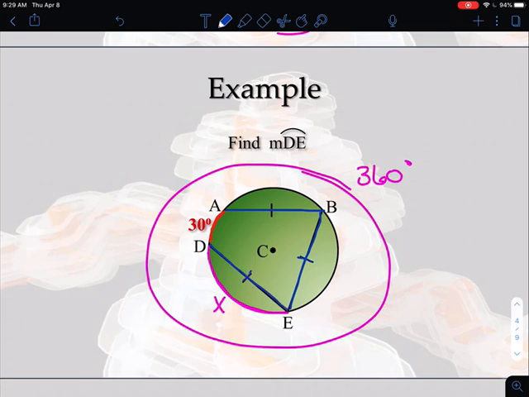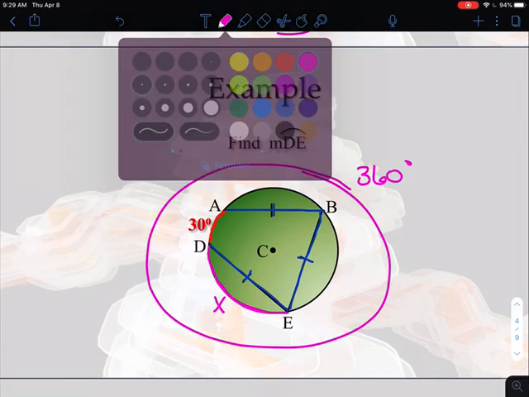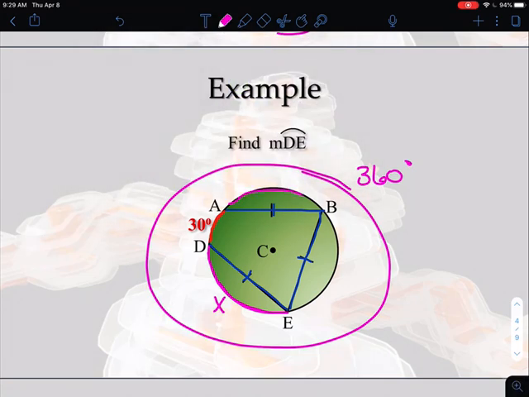So we have to see these little tick marks on each of those chords. That means that all of the arcs that go with it, so arc AB, arc BE, and arc DE, all have to be identical. So whatever DE is, so does BE have to be, and AB would also have to be. So basically what we're looking at here is all four of those arcs.